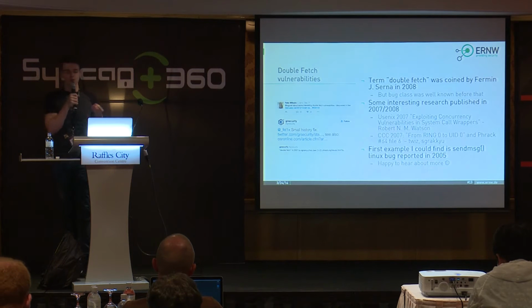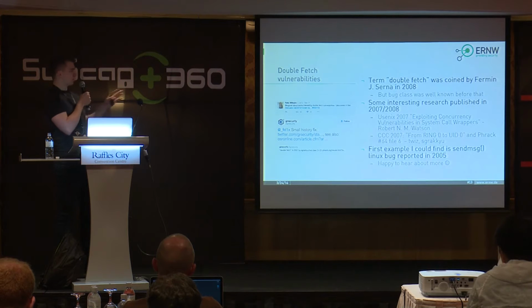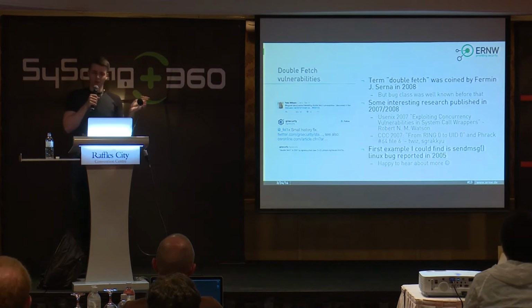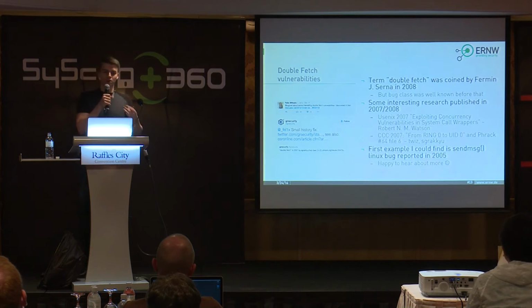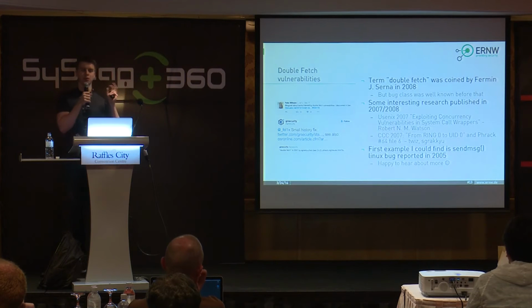The bug class was well known before that. Most of the research was published around 2007, 2008. There was a USENIX paper, "Exploiting Concurrency Vulnerabilities in System Call Wrappers," from a guy called Robert Watson, where he basically used double fetch to bypass system call filtering.